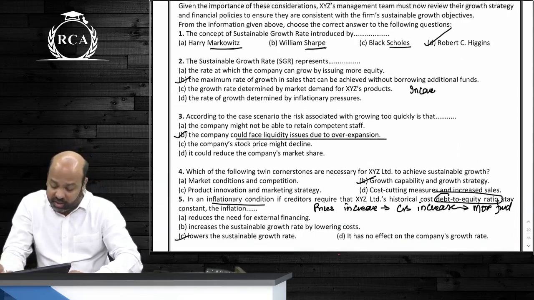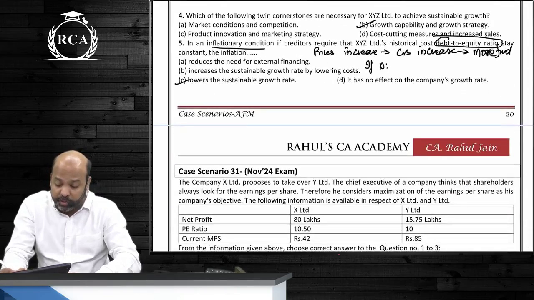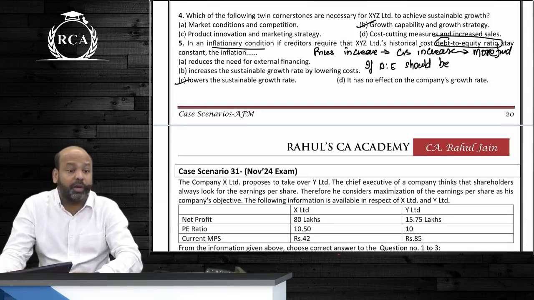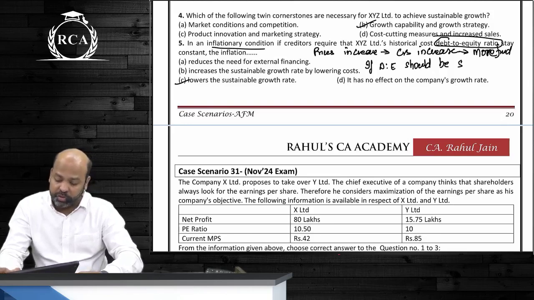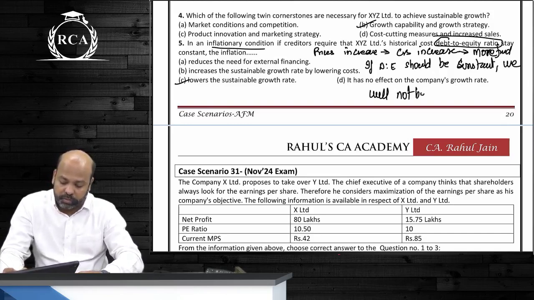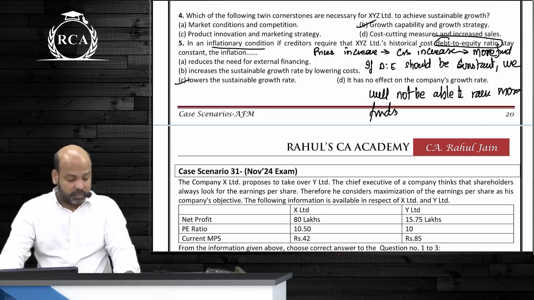If prices increase, creditors will increase, you will need more funds. But if debt to equity ratio should be constant based on historical cost, we will not be able to raise more funds. If debt to equity ratio should be constant, we will not be able to raise more funds. We will not be able to raise more funds.